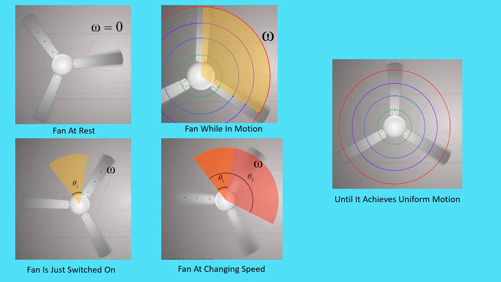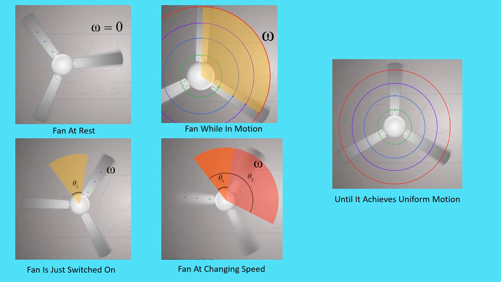Let us try to understand uniform and non-uniform circular motion. In the first case, the fan is at rest, angular velocity 0, linear velocity 0, everything is 0, so it is at rest, no motion at all. In the second case, you just switch on the fan. If you look at the fan, you'll find the velocity slowly goes on increasing. Velocity is changing, either increasing when you switch on the fan, or decreasing when you switch it off. In both cases, it is an example of non-uniform circular motion. But when the fan attains a constant speed, it gives an example of uniform circular motion.